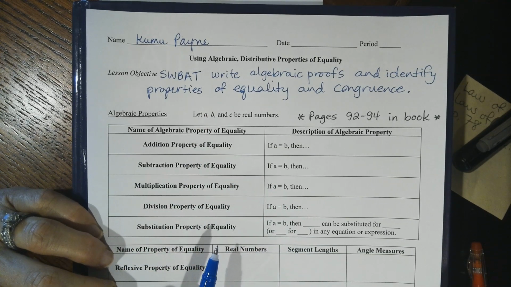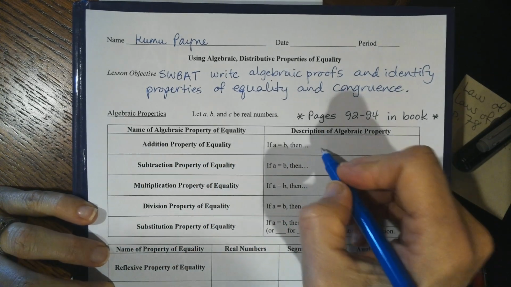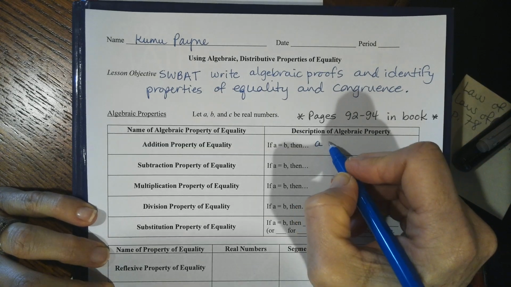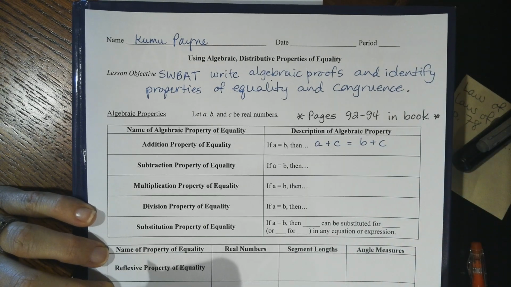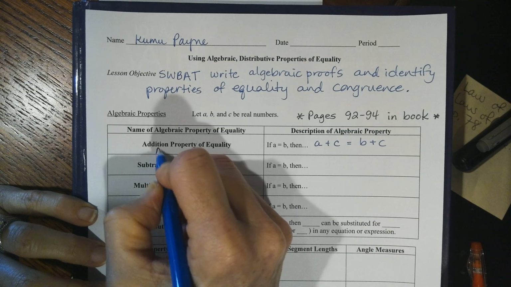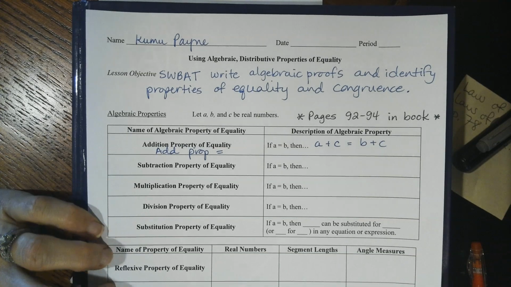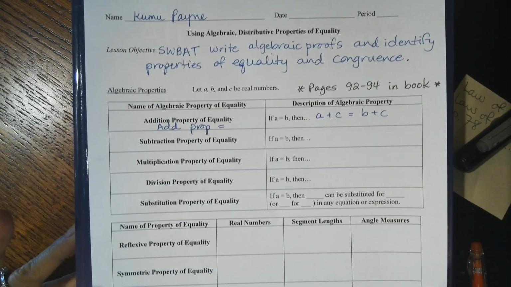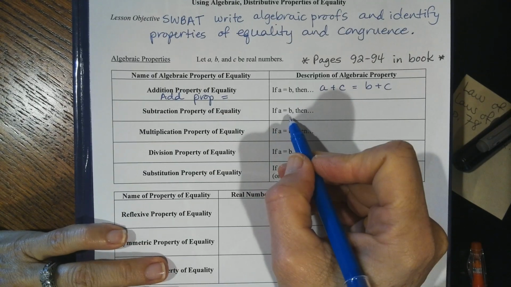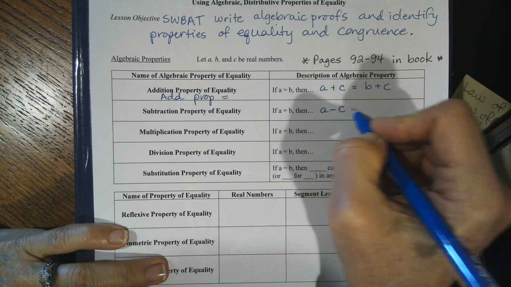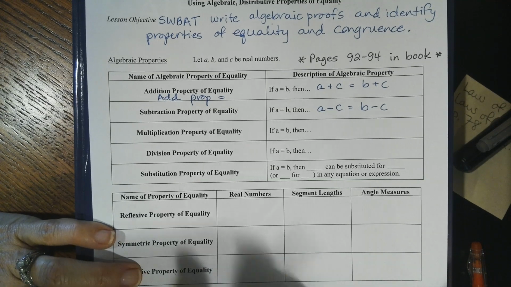But the addition property of equality says that if A equals B, and those are numbers, then A plus C is equal to B plus C. If you would like to abbreviate it a little bit, you can say that this is the add prop of equality. Because you'll see, sometimes it's just really annoying writing it over and over and over again. Same thing for the next one. If A equals B, then A minus C equals B minus C. So we can subtract the same thing from both sides.